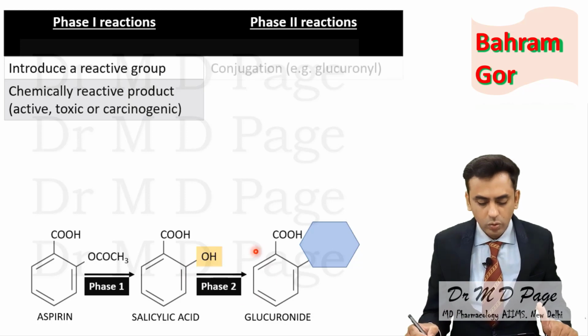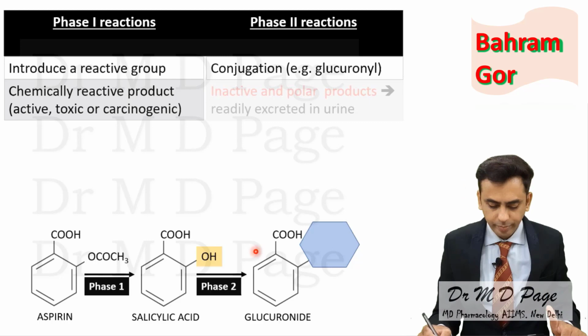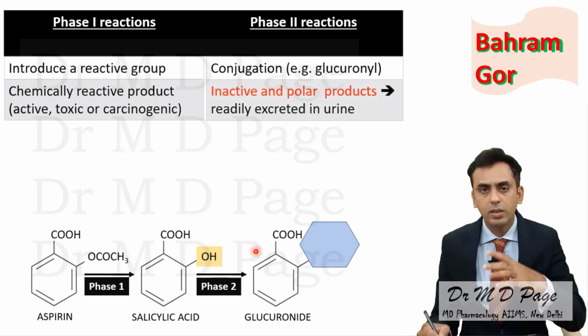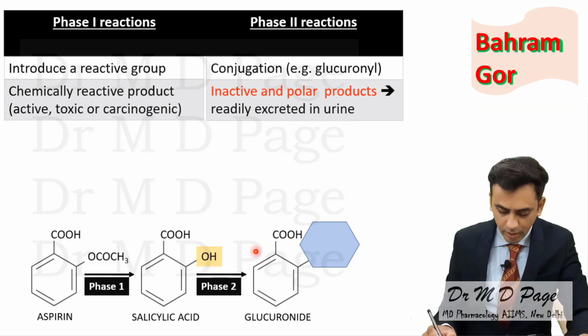So in phase 2 you conjugate, for example, a glucuronyl group, and the resulting product after this conjugation is what our biotransformation is meant for. It is inactive and polar, and it will be excreted in urine.